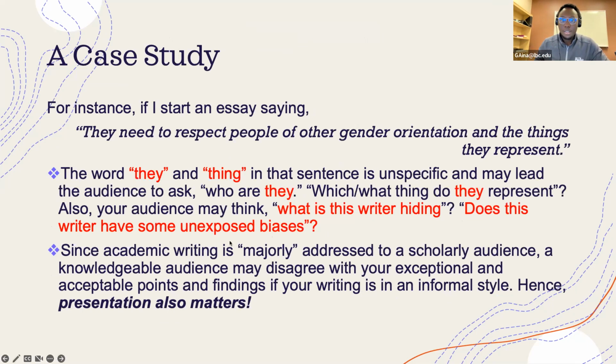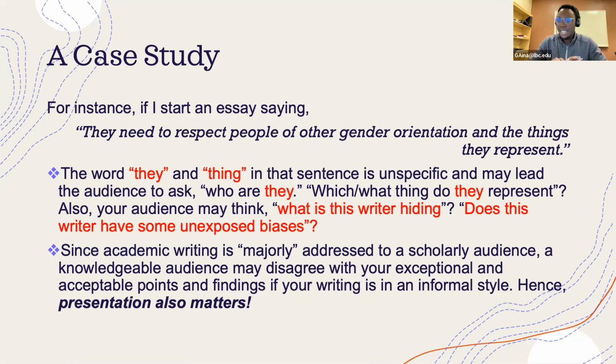So this is just a simple case study, right? For instance, if I start an essay saying, "The need to respect people of other gender orientation and the things they represent." I just want you to raise your hands if you think that sentence is clear. Exactly, it's not clear, right? The first thing your reader might ask is, what do you mean by they? Define they, right? Another word there that is unspecific is things. Your audience might ask, what do you mean by things? Give a more specific idea that defines things, right?